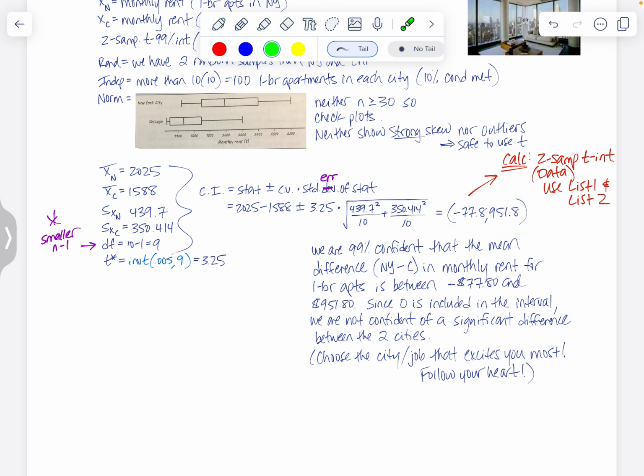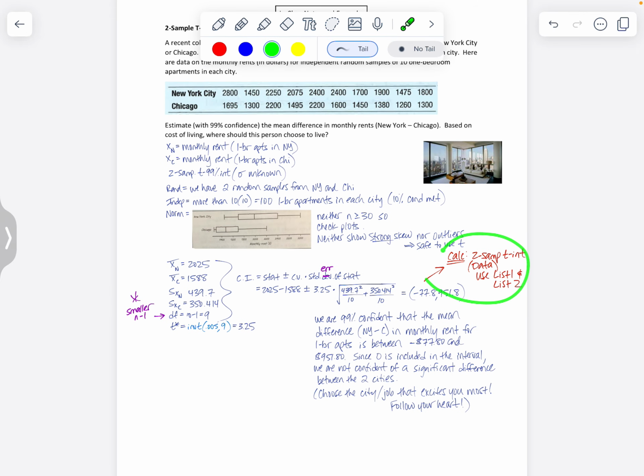That means, friends and family, how do we answer that final question? Where should this person live? Wherever it makes their heart happy. Okay. That's the conclusion of this. Let me know if you have any questions. Please make sure you're okay in the calculator because it's kind of weird when it asks you data and stats. Data means do you have all of the actual data values? Stats means do you have this information?